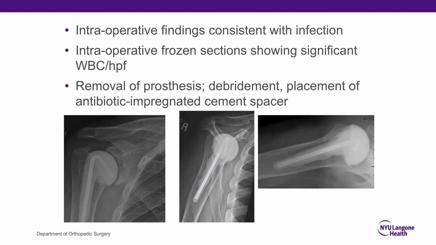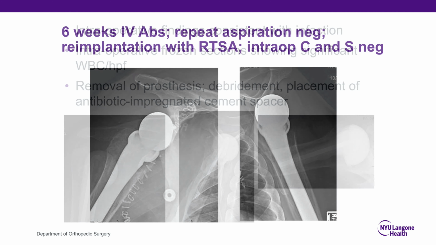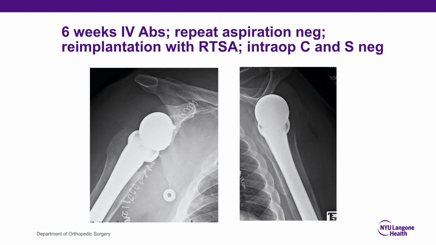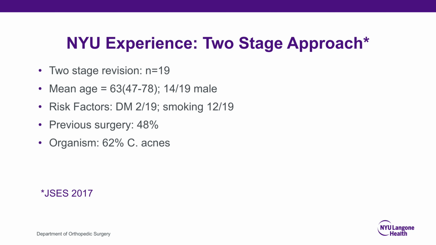He underwent open debridement. Intraoperative findings were consistent with infection, not only the findings but the frozen section. So we removed the implant and placed an antibiotic-impregnated cement spacer. Following 6 weeks of intravenous antibiotics, the aspiration was negative, intraoperative cultures and frozen sections were negative, and the reimplantation was successful. So we've had some experience with this.